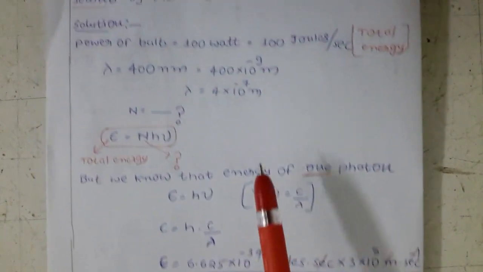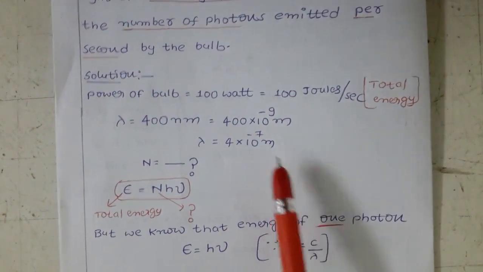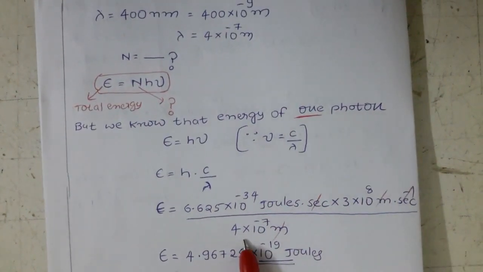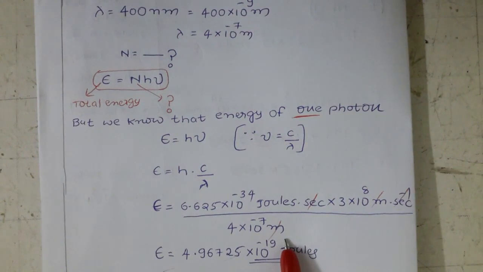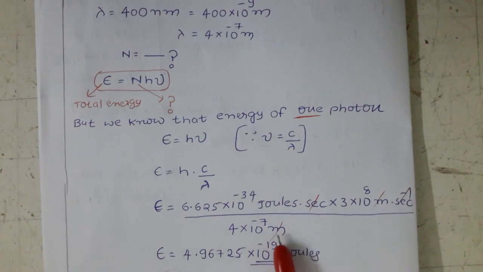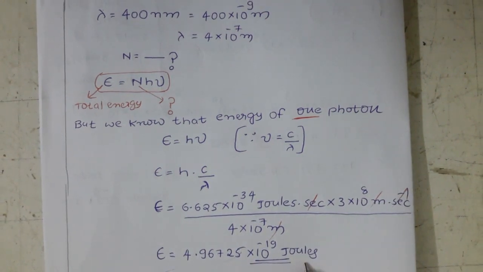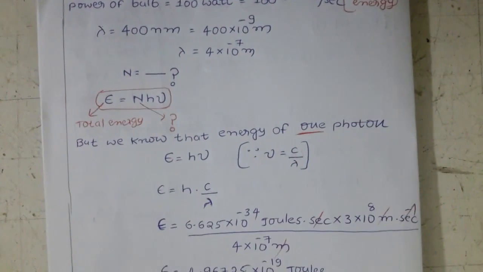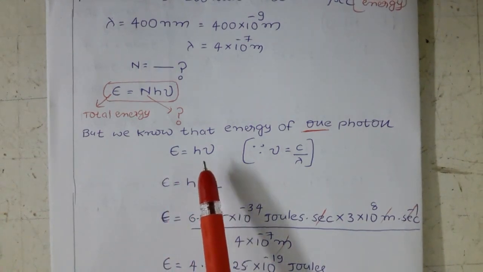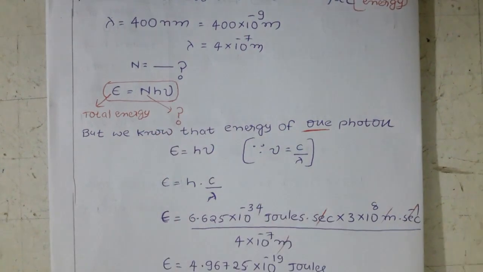Next, lambda we already got in meters, MKS. So just check all the values should be in MKS units. Now go for the cancellation of units. The second inverse will get cancelled. Meter will get cancelled. So you are left with the energy, how much? 4.96725 into 10 to the power of minus 19 joules. Okay, so here we got the E value, nothing but E is equal to h mu. Now what I will do is substitute here.